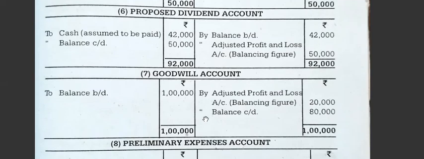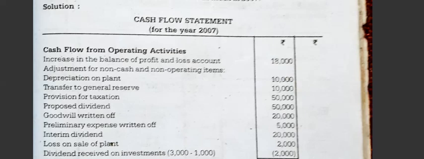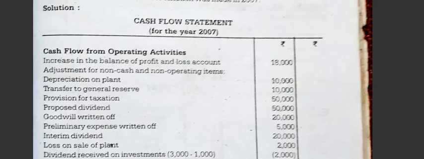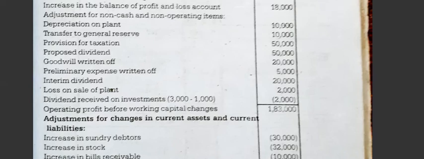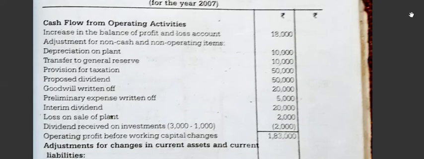Goodwill account, we need not open it, because the difference will be transferred to operating activity. Preliminary expenses also, the difference will be transferred to the adjusted profit and loss account. These two accounts you need not open, the goodwill account and the preliminary expenses account. Now we will go for the cash flow statement.